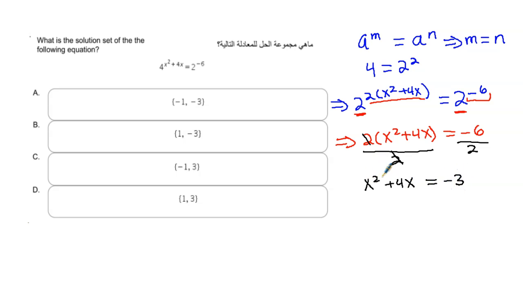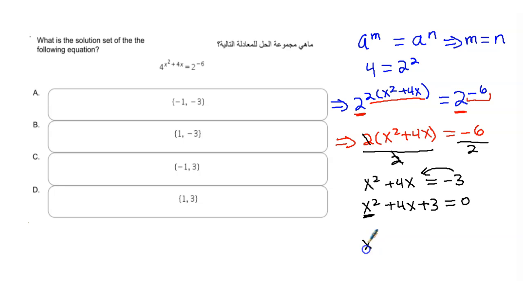Since the highest exponent is 2, that means it's a quadratic. To solve the quadratic, we bring this 3 over here, and when it comes over, it becomes positive, equal to 0. At this point, the way we solve question number 1, we can use the same way to solve it. But this one is a little easier. We don't need the quadratic formula. There are a lot of ways of solving a quadratic equation. This one is easy for us to do the factoring, so we can use the factoring method.